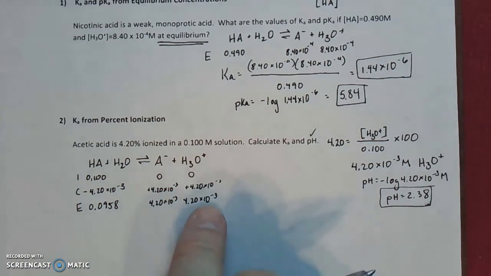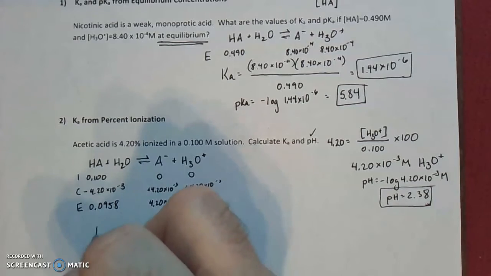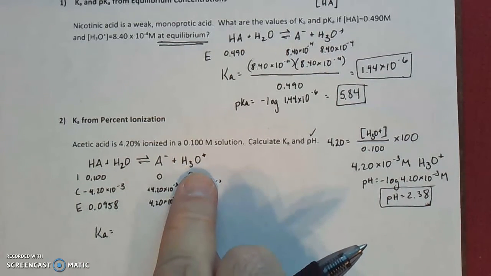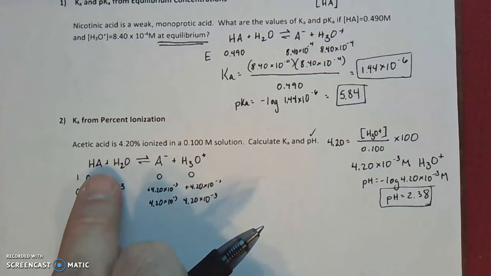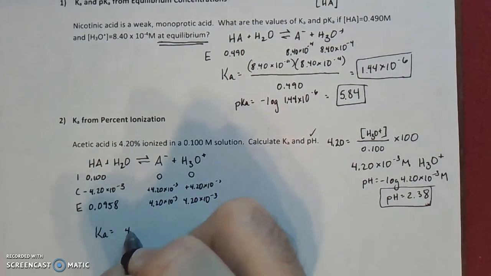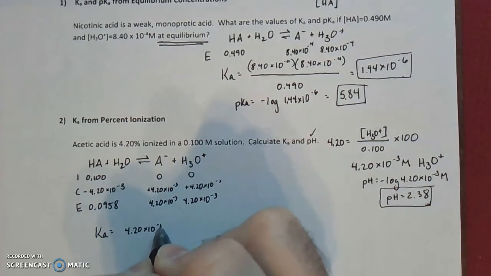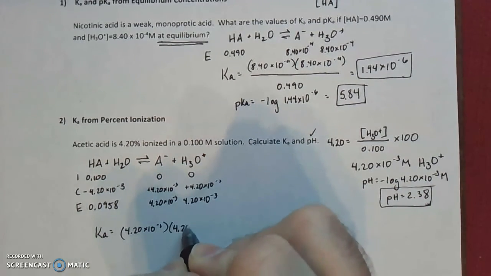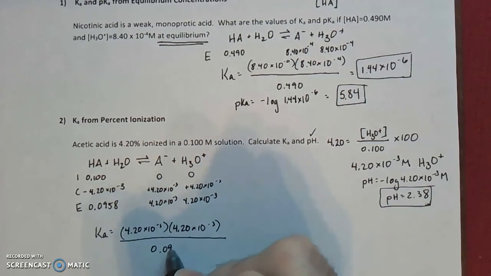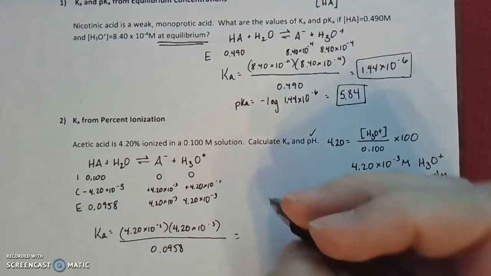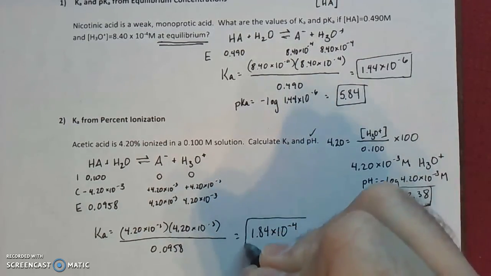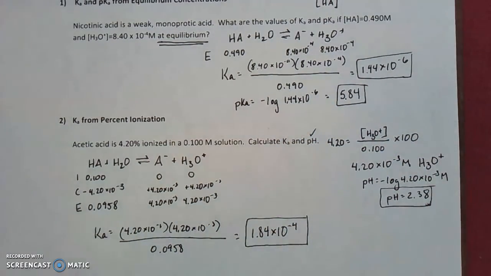Now we can use these three values at equilibrium to calculate Ka, because Ka is the concentration of A minus times the concentration of H3O plus all over the concentration of HA at equilibrium. So we end up at 4.20 times 10 to the minus third times 4.20 times 10 to the minus third, all over 0.0958. And that gives us 1.84 times 10 to the minus fourth for our value of Ka.